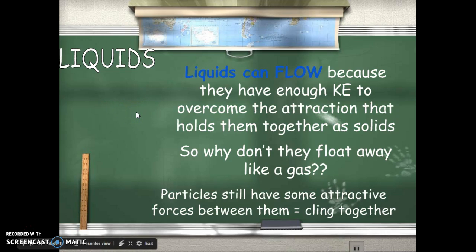Just like if you had two magnets, the closer they are, the harder they're going to stick together. The farther away they are, the more they're going to separate. So that's the difference: liquids are kind of the in-between scenario of solids to gases. They don't necessarily have to stay together, and they don't stay too far apart. There's still a force that brings them together.